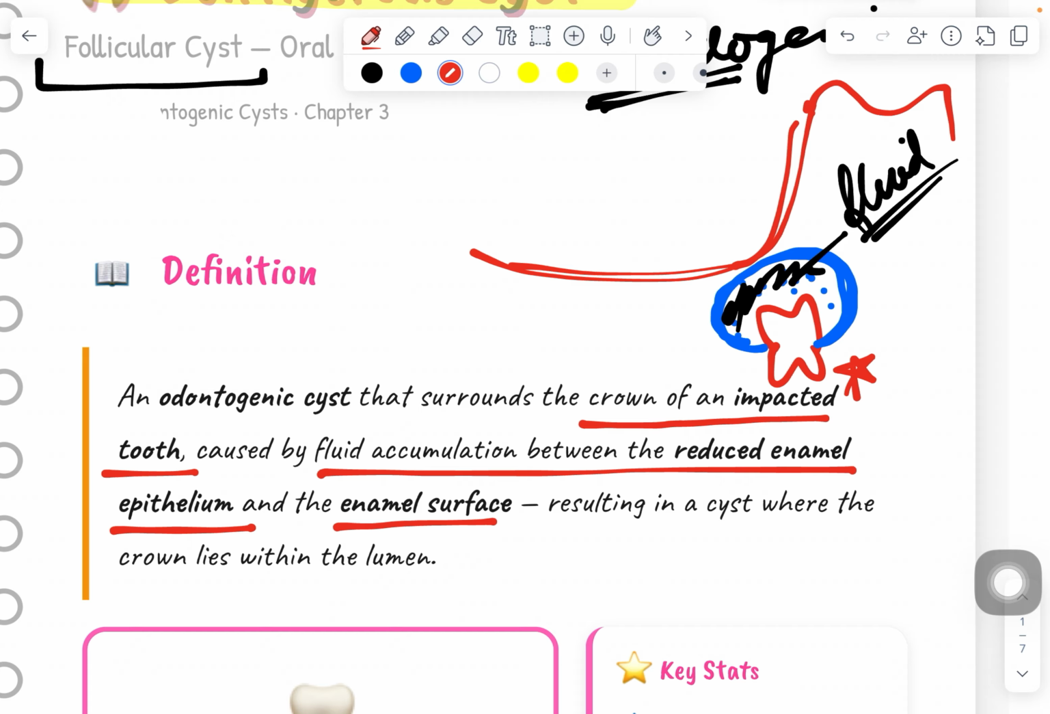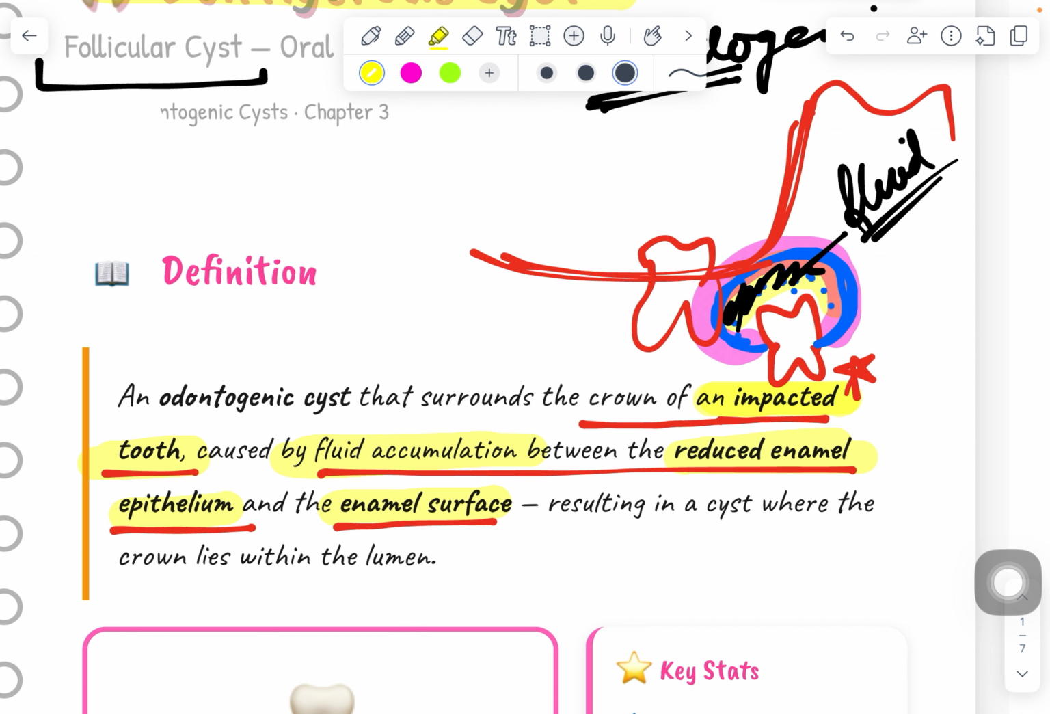This is the ramus. This is the occlusal plane. So basically this is the cyst that is associated with the crown of an impacted tooth. Fluid accumulation is there inside it, between the reduced enamel epithelium and the enamel surface. This is the reduced enamel epithelium and this is the enamel surface. This green portion, obviously you know what is enamel. This will be the reduced enamel epithelium and this will be the enamel surface.